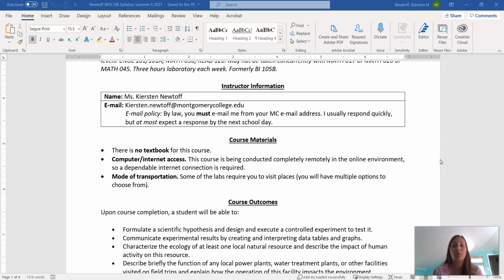There is no book or any kind of text for the course. I will be providing you with the worksheets for the lab activities for each lab. Obviously, it's an online course, so you need computer access, and also a mode of transportation. What I mean by this is that you will have to leave your home. Where you go and how far you go is up to you because you get a choice of the activities you do, but do know there is that expectation in this course.